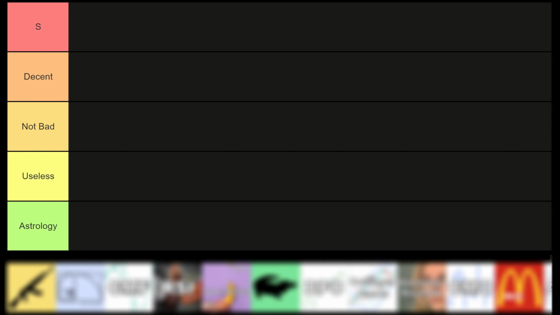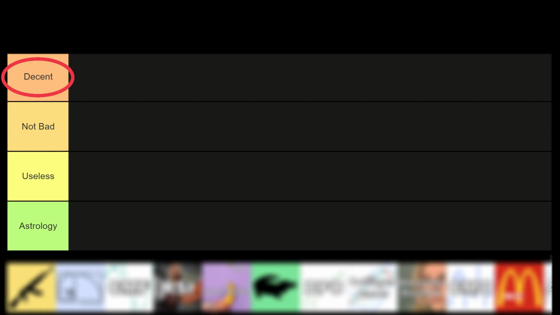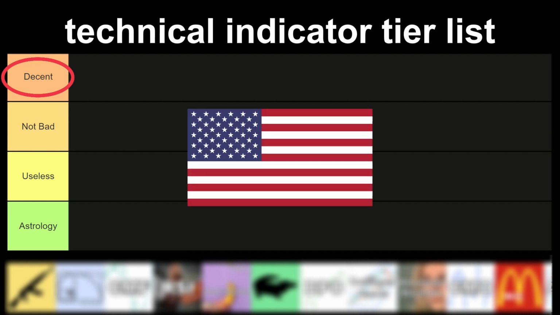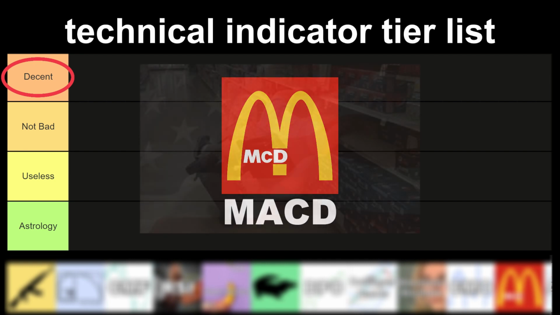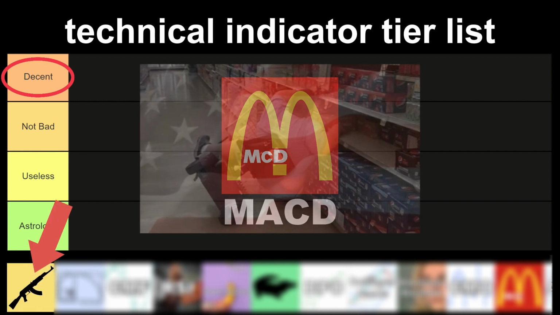Since technical indicators are at best decent at predicting price movement, we're gonna use this alternate tier list for this video. Let's start with the most American indicator. And I'm not talking about the MACD here. I'm talking about the ARMS index.